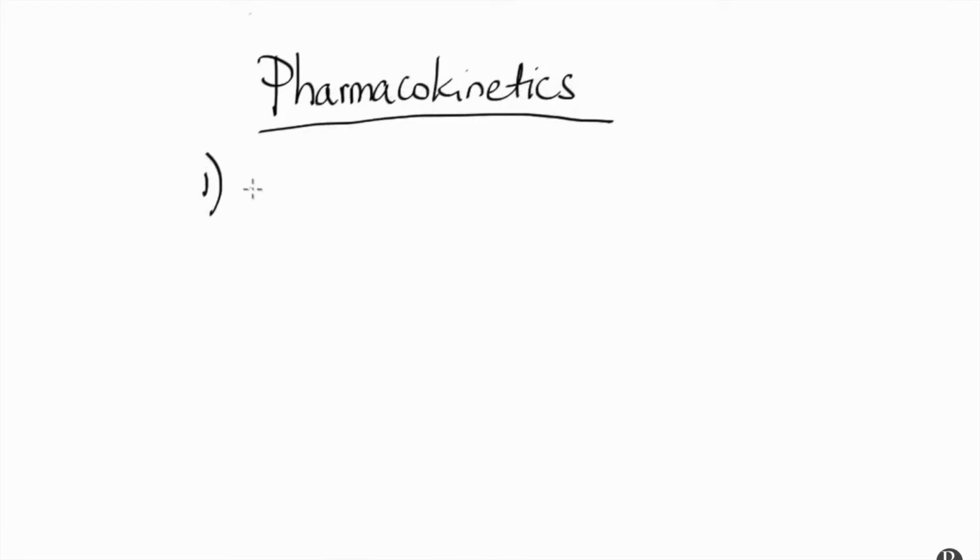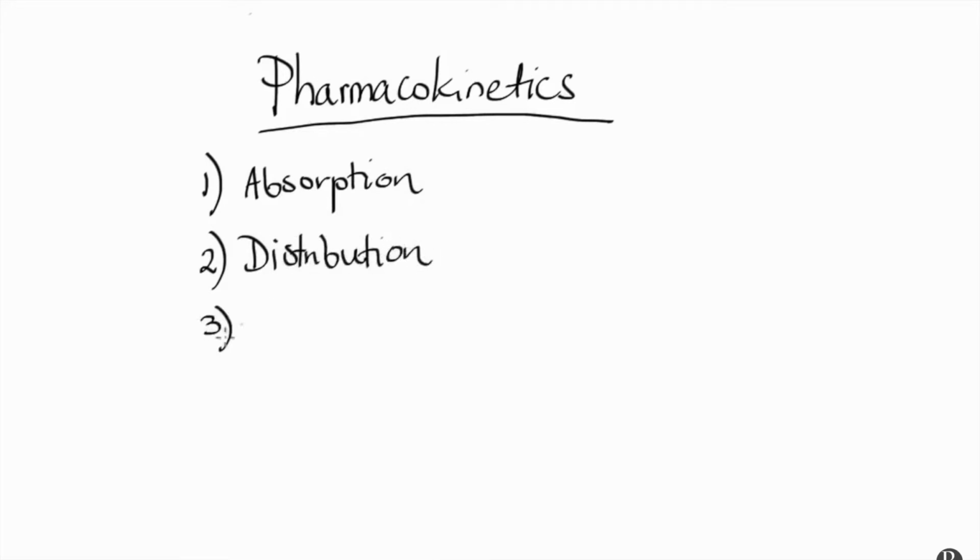Pharmacokinetics is the study of what happens to drugs once they enter the body. The main stages of pharmacokinetics include: 1. The absorption of the drug into the blood and across cell membranes to enter the cells. 2. The distribution of the drug throughout the body. 3. The metabolism or breakdown of the drug. And 4th, the excretion of the drug from the body.